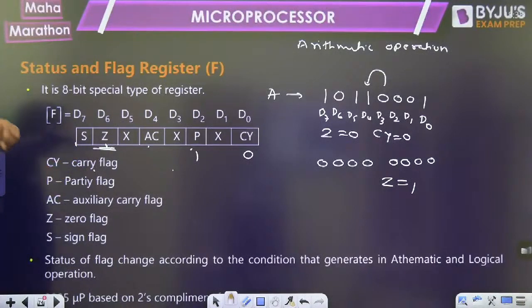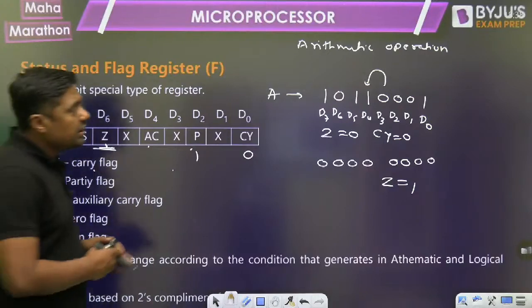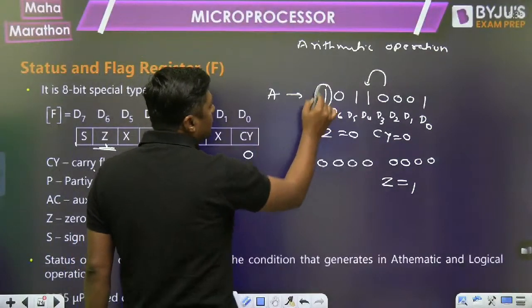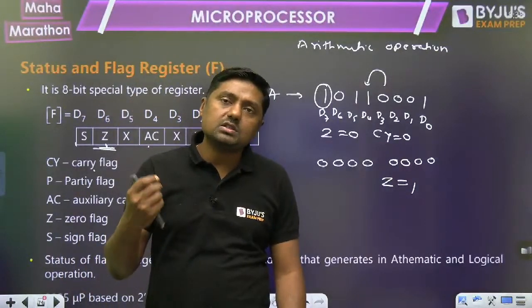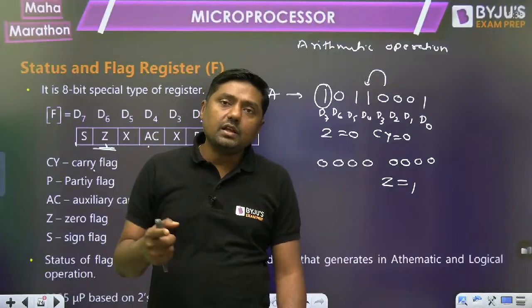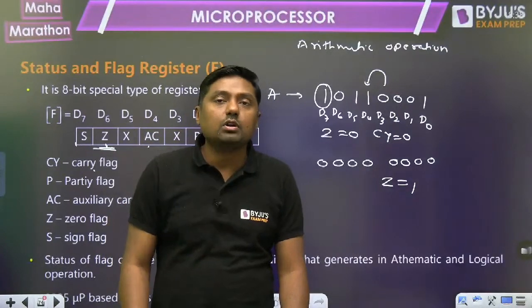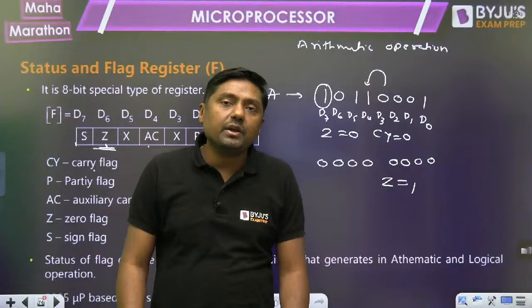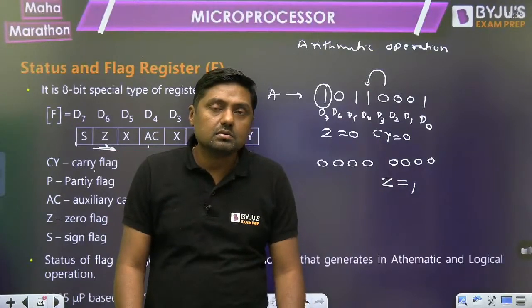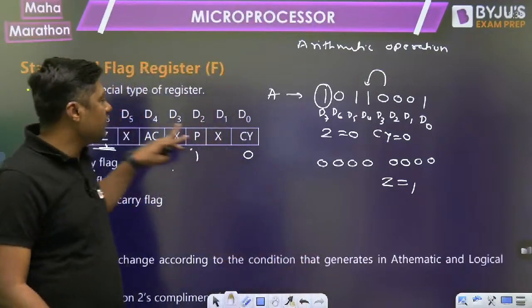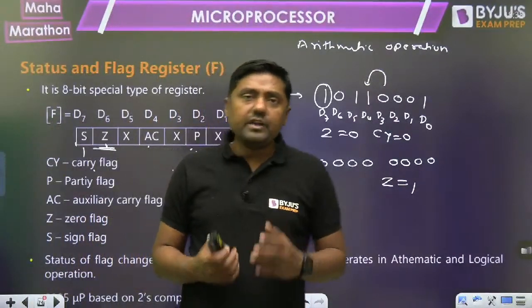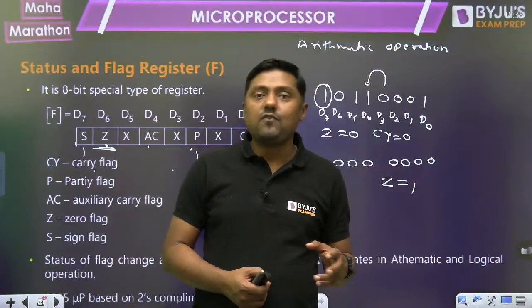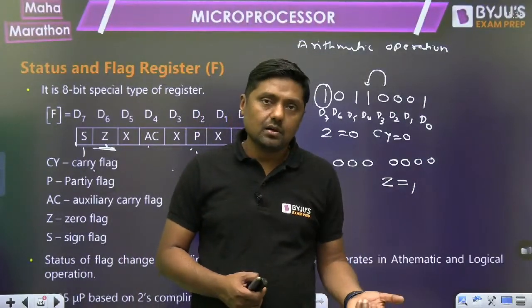Sign flag means if the content of the accumulator, finally, in the D7 position is 1, whether we are dealing with signed numbers or unsigned numbers, it doesn't matter. After any logical operation or any arithmetic operation, if the D7 bit is 1, then the sign flag will be set. Sign flag will become 1. Right. So we have different types of instructions, and because of that, the flags will be affected according to the result, okay?